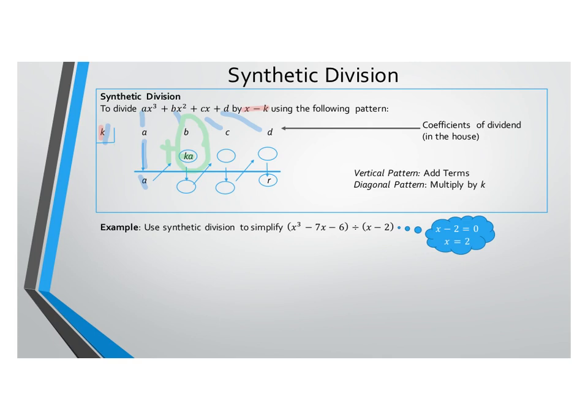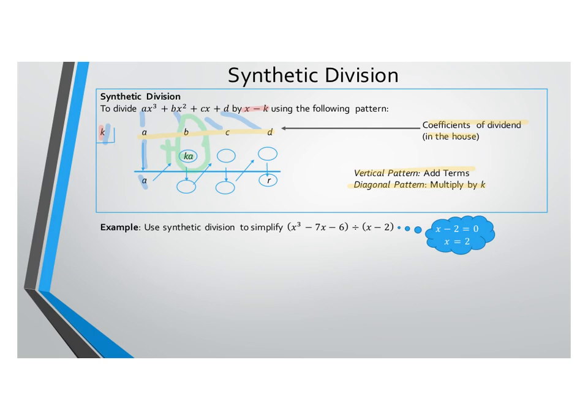Notice the top. These are the coefficients of the dividend, meaning the polynomial in the house. And notice the vertical pattern is adding terms and the diagonal pattern is multiplying by k. Now synthetic division is important because it only works when you're dividing by a linear factor. If you're dividing by an x squared or x cubed, you cannot do synthetic division.